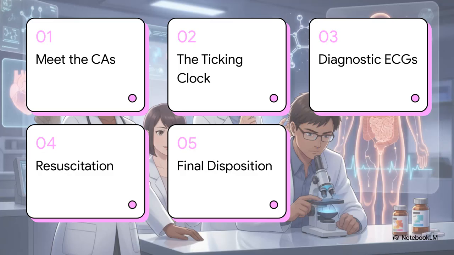So let's run through our clinical checklist real quick. We're going to cover: 1. Meet the cyclic antidepressants. 2. The ticking clock of their presentation. 3. Diagnostic ECGs. 4. Resuscitation and management. And finally, number 5, final disposition.